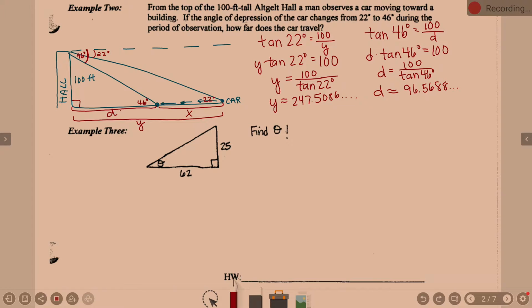And how do I finish this off? Subtract, right? Officially, in order to find x, it's y minus d. Again, this is where I would arrow up, copy it in my calculator, minus, arrow up, copy it in my calculator. 247 something minus 96 something. I have 150.94 feet.